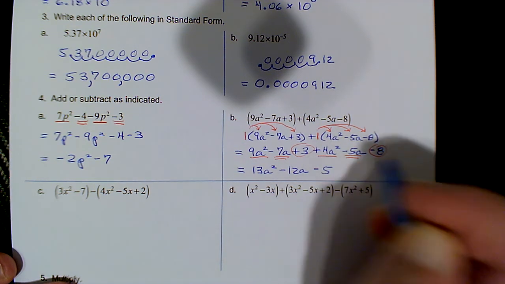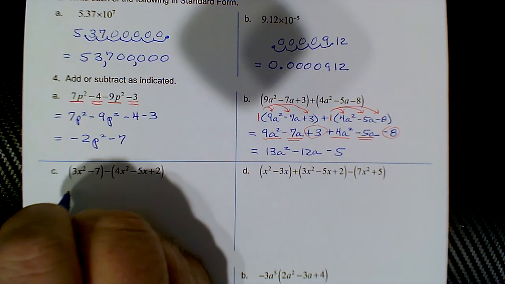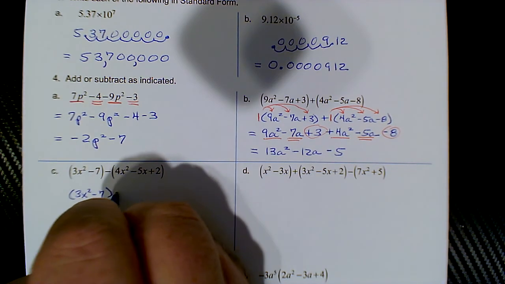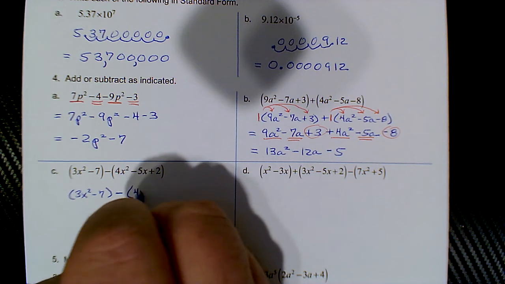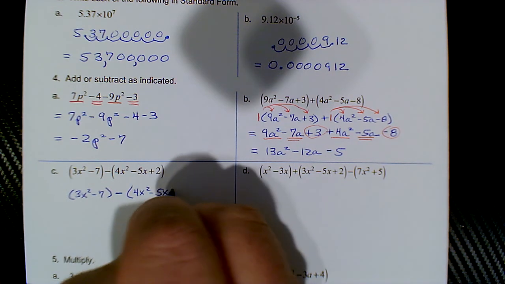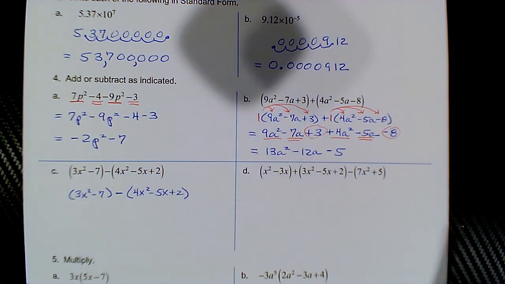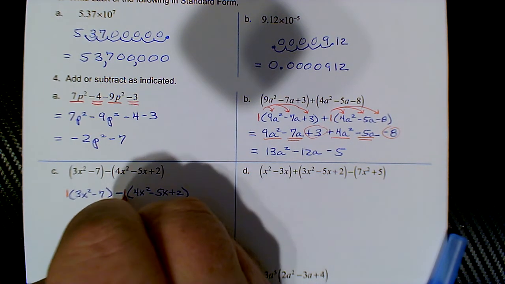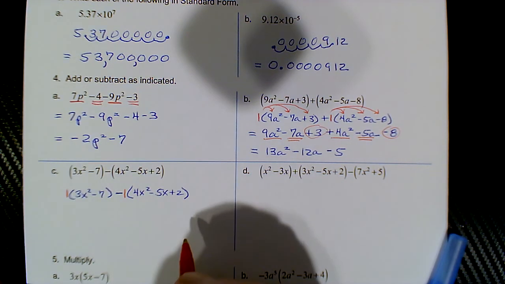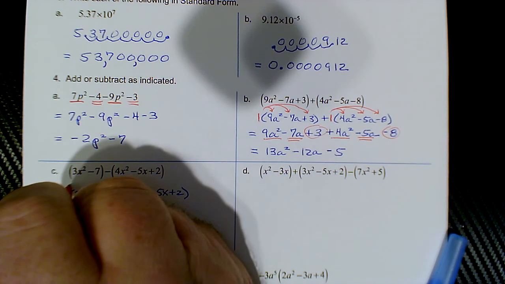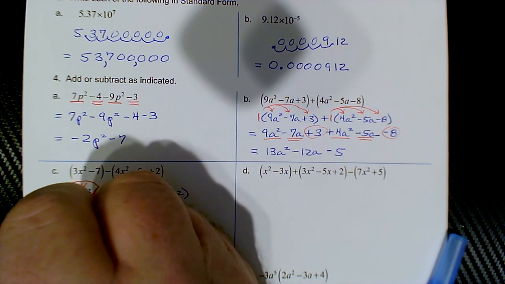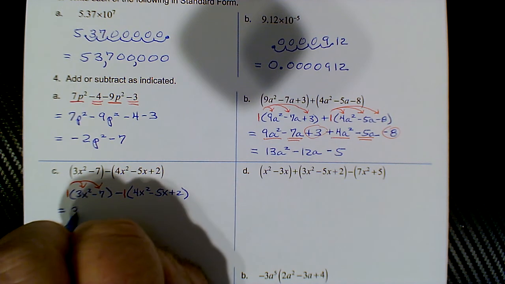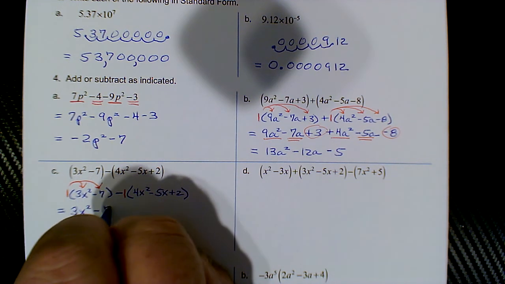Okay, I am going to show, once again, recopying this, I am going to show the distribution. And here, it does make a big difference. Because when we think of these as a 1 out in front of this binomial, and a negative 1 out in front of this trinomial, when we distribute, well, 1 times anything is itself, so it doesn't really change the first 2 terms at all, because 1 times 3x squared is 3x squared, and 1 times negative 7 is just negative 7.